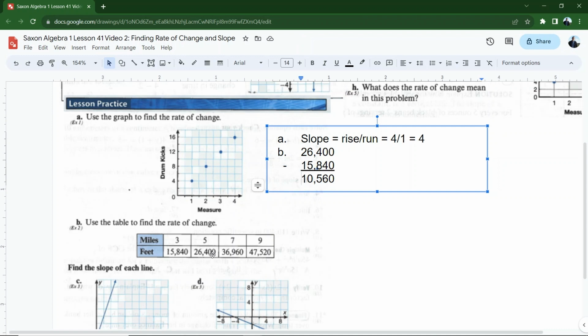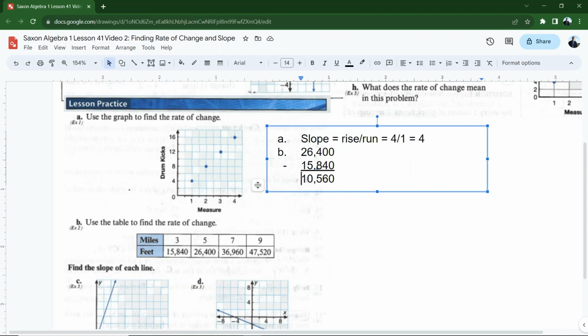26,400 plus 10,560? Well, that's going to be 36,960. Yes. And then this one would be, if I added 10,560 to this number, it'd be 47,520. Yes. Okay, so this goes up by 10,560 each time.